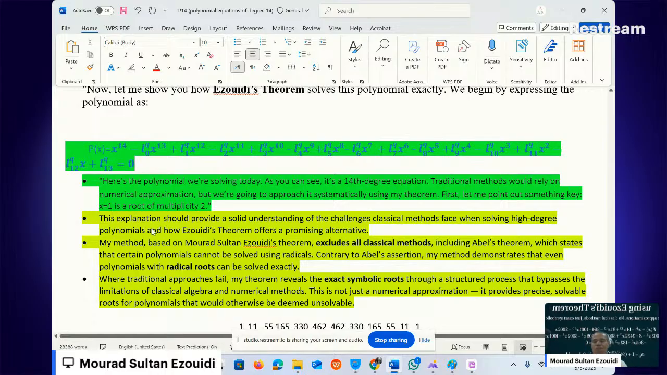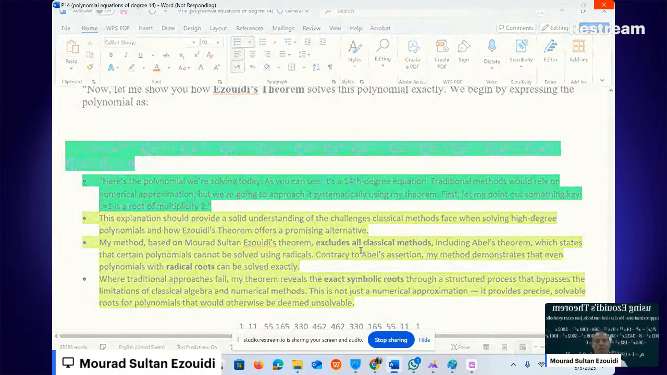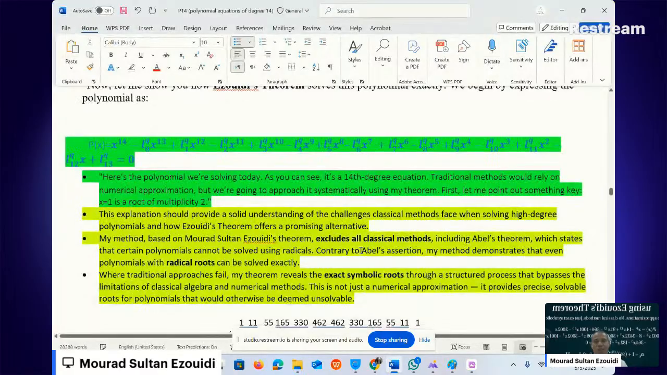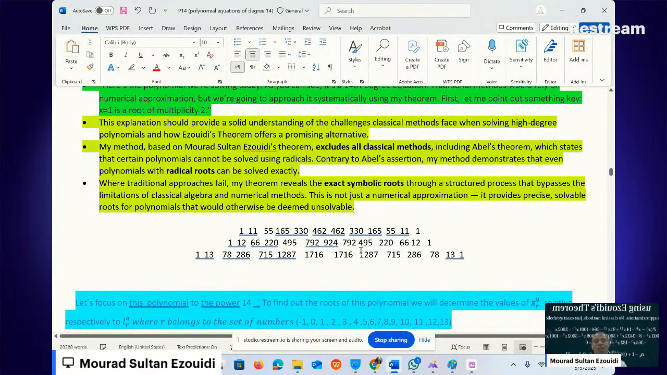So, this explanation should provide a solid understanding of the challenges classical methods face when solving high degree equations and how the theorem offers a promising alternative. Okay, so my method, my professors and colleagues and students, based on the Mourad Sultan Ezouidi theorem, excludes all the classical methods, including Abel's theorem, which states that certain polynomials cannot be solved using radicals. Contrary to Abel's assertion, my method demonstrates that even polynomials with radical roots can be solved exactly.